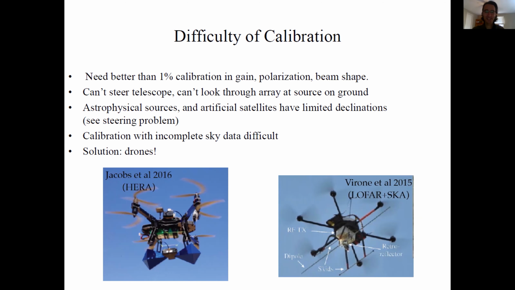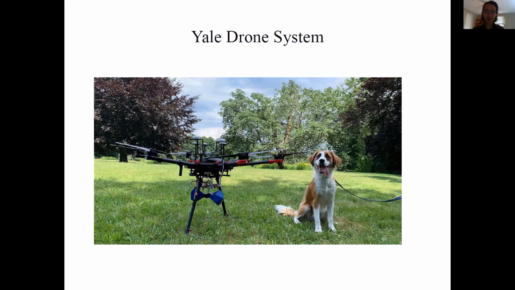So this is the Yale drone calibration system with the lab dog as our mascot, and for scale, one standard dog for scale. This is a drone from a company called DJI in China. This is their Matrice 600 Pro drone. It's quite large. It's got a wingspan of five or so feet, and it's 2.5 feet tall.